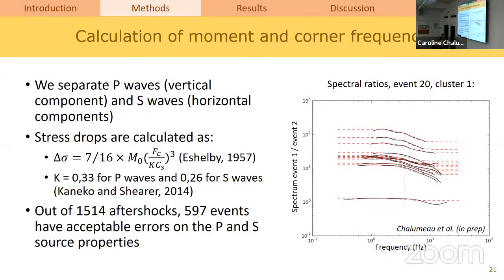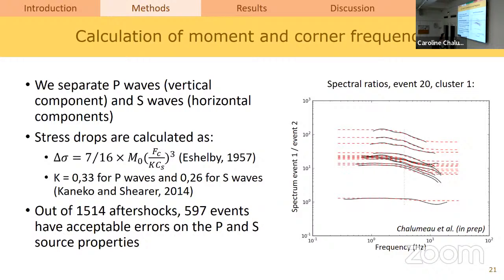I do this on both the P and the S waves, using the vertical component for the P waves and the horizontal components for the S waves. You can see here an example for one earthquake. All of the spectral ratios are shown here in black, with the modeled spectral ratios as the red dotted lines, and the vertical dotted line is the corner frequency that was determined for this earthquake.